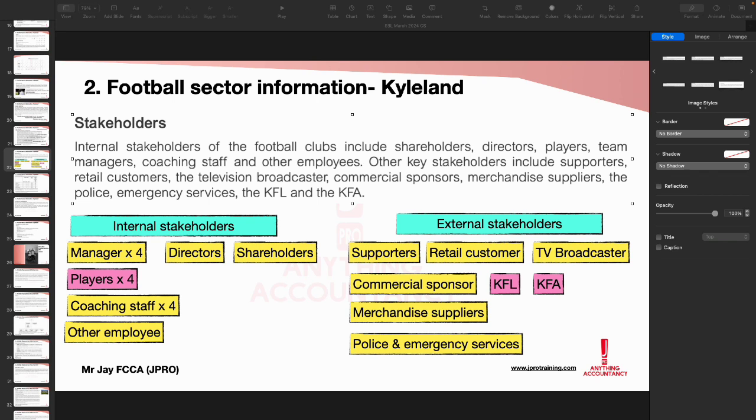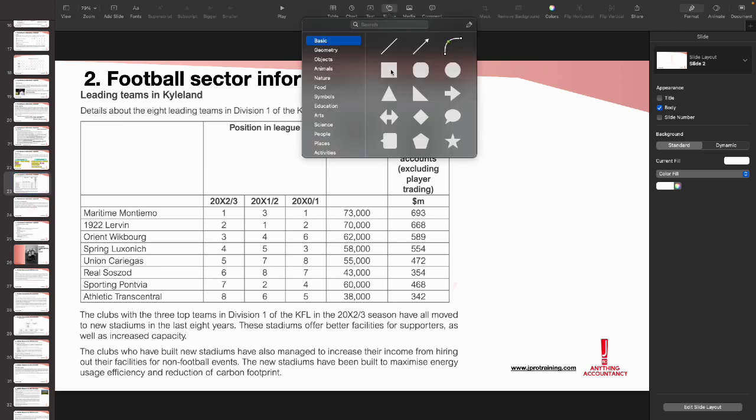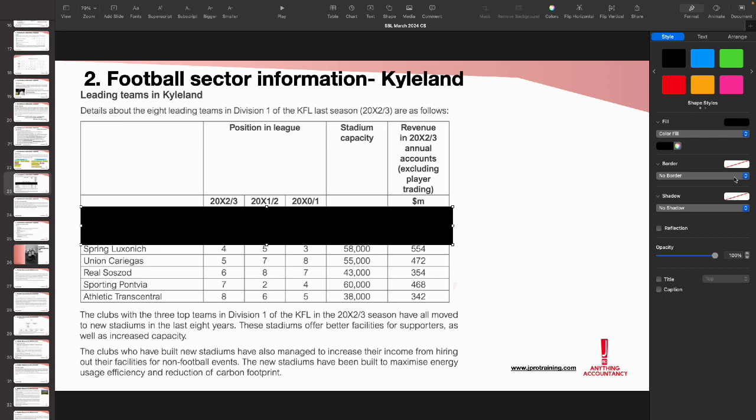Now, the next thing that you have there is going to be about the performance of the leading teams. Now, details about the 8 leading teams in Division 1 for last season are as follows. Okay, now, the clubs with the top 3 spots of the KFL have all moved on to new stadiums in the last 8 years. So they are highlighting something to you. They are saying, look, those who are in the top 3 spots, these 3 people here, remember these 3 people all moved on to a new stadium recently.